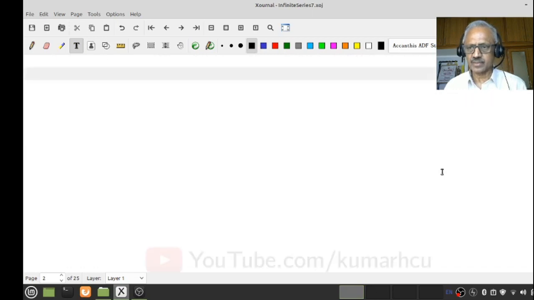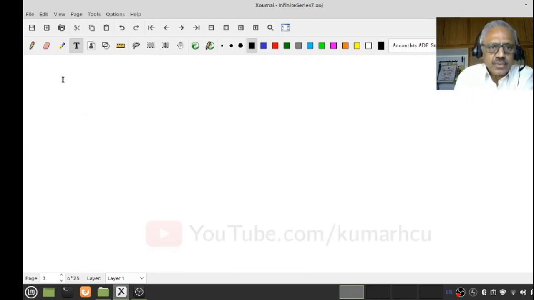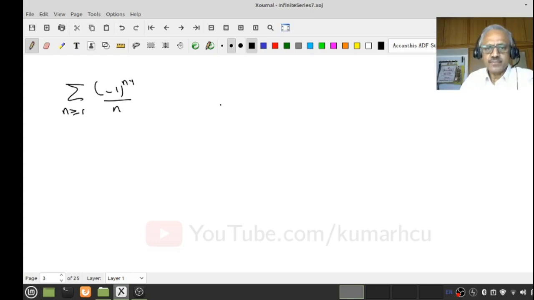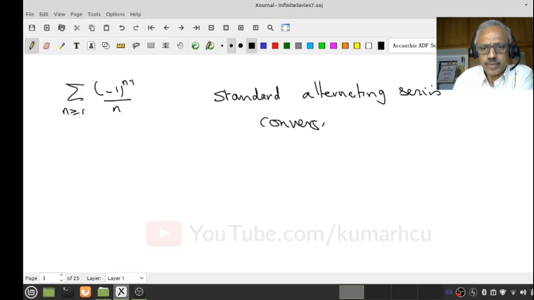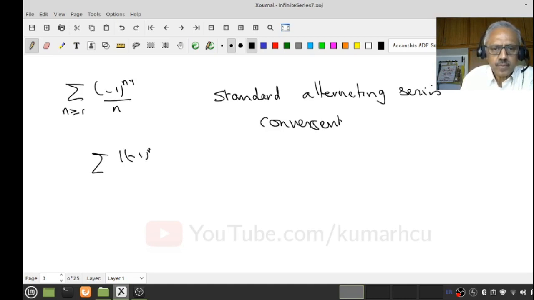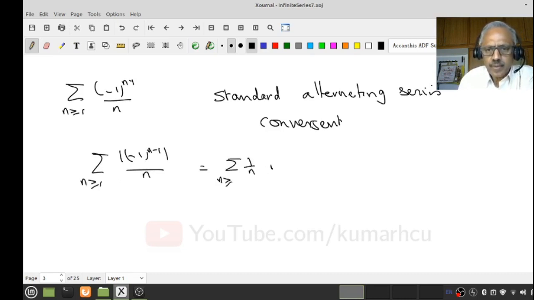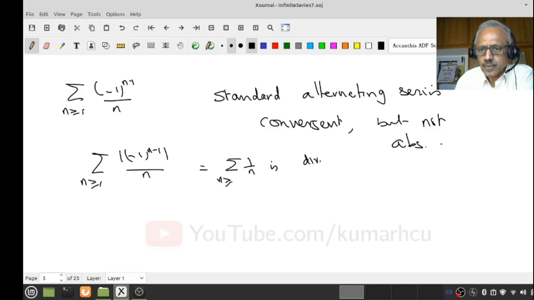Right. Now let us get to the business. So let us look at the series summation (-1)^(n-1)/n. Okay, and we have seen this is a standard alternating series, and it is convergent. Okay, we have seen it in the last lecture, but it's not absolutely convergent. Therefore convergent but not absolutely.